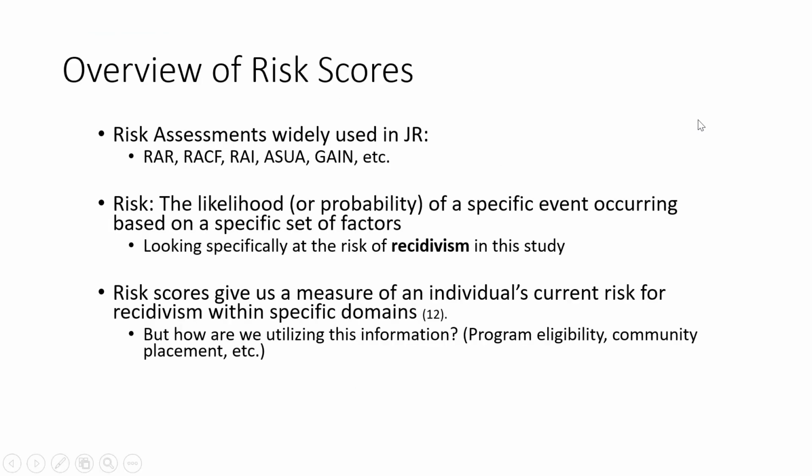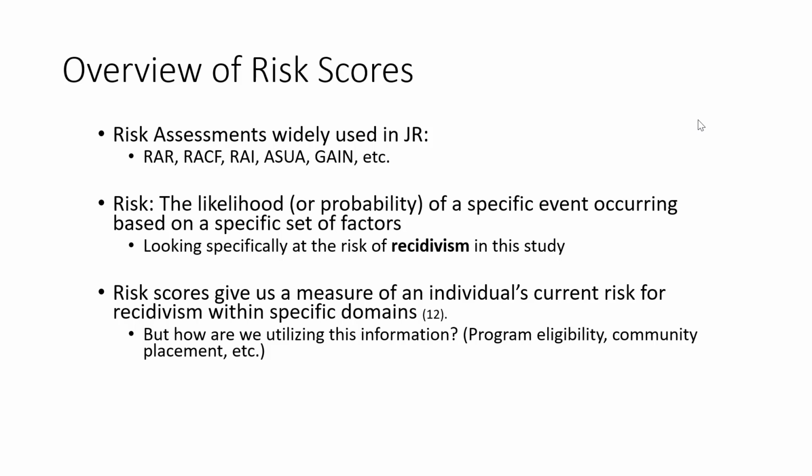In order to begin talking about change scores, it's important to start with an understanding of risk assessments and risk scores. So risk assessments are widely used in JR. There are a couple of examples on the screen, but our ability to understand and utilize this information is somewhat limited. We use them to determine program or service eligibility and community placement, among other things, and we do this by assigning them a score. But what do these scores really mean?